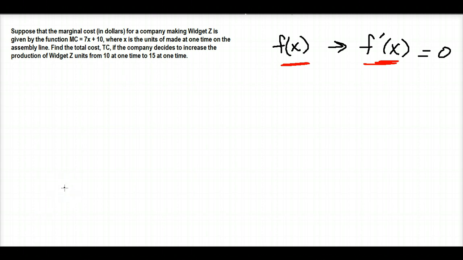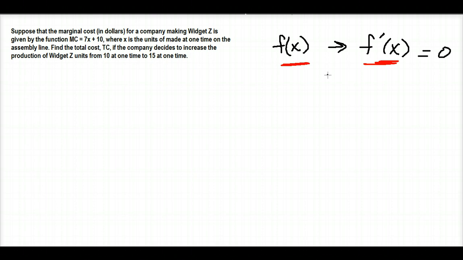So the problem says, suppose that the marginal cost in dollars for a company making widget Z is given by the function MC, which is 7x plus 10. And x is defined as the units made at one time on the assembly line. So in other words, this widget Z, we're making x units at a time. Okay. Find the cost, TC, if the company decides to increase the production of widget Z units from 10 at one time to 15 at one time, okay?